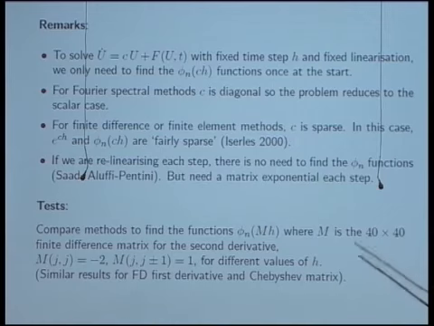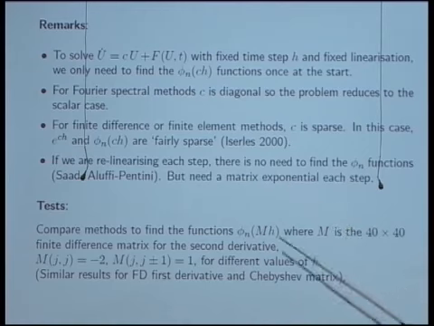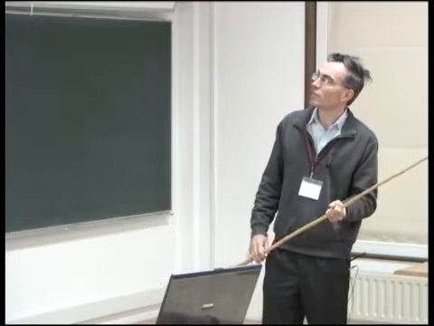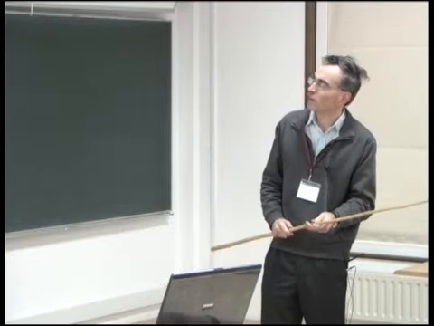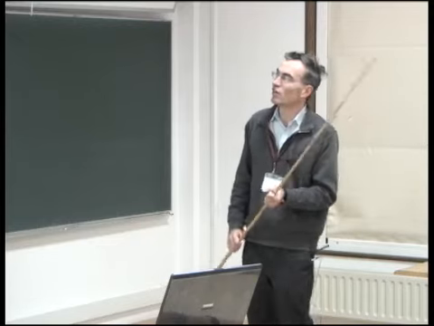One more comment: if we do relinearize at each step, then there's actually a little trick involving rewriting the equation, so we don't actually need to evaluate these phi functions, and we don't have to worry about these rounding errors.